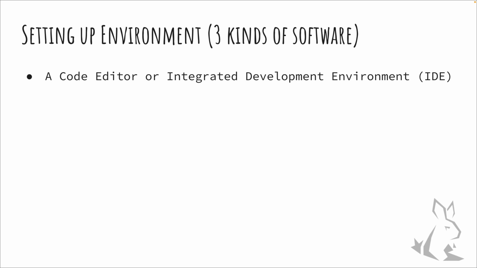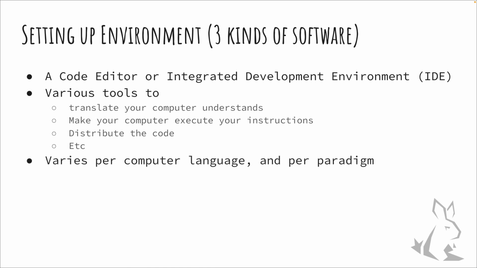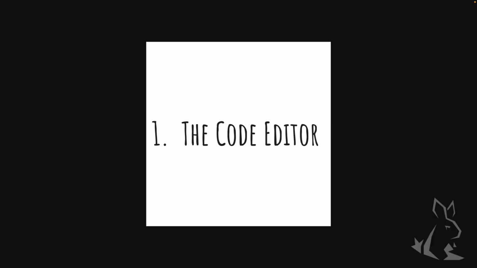The next piece of software or kind of software you need are usually the tools involved with turning your code into what the computer understands, allowing you to review your progress as you're building things, and usually it involves also some tools and things that will help you distribute the code to where you need it to go. A lot of this toolage varies depending on the computer language that you're using and the operating system that you're using. Let's talk about the first piece of software that you'll need, the code editor.